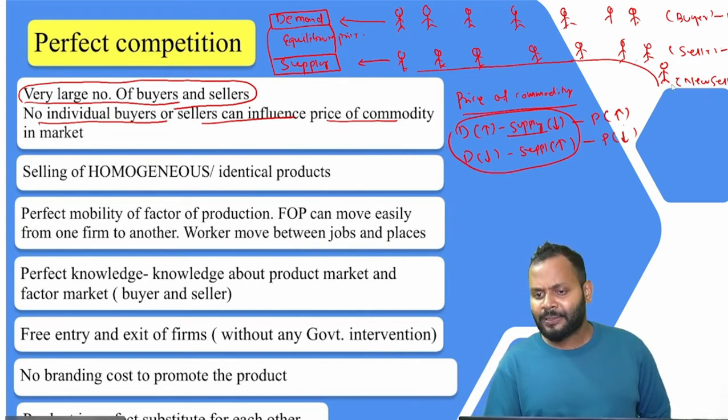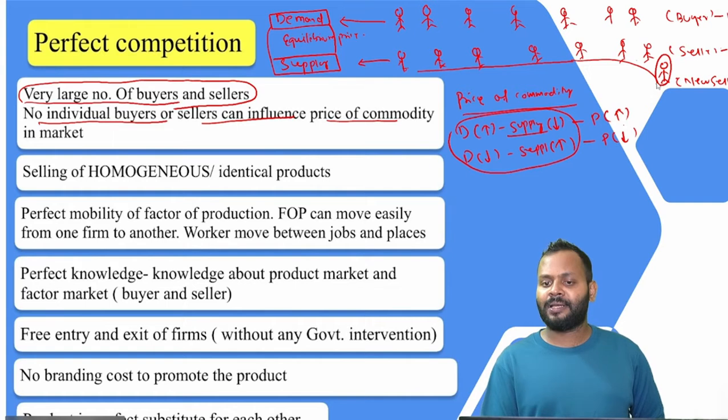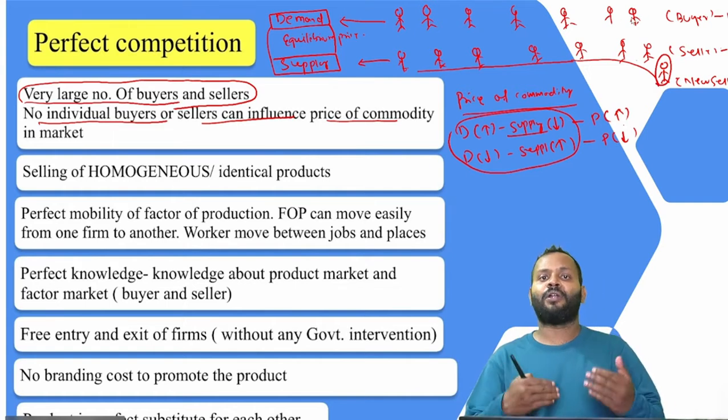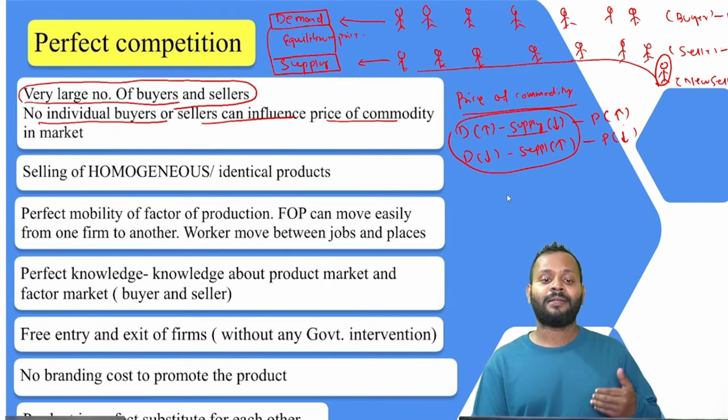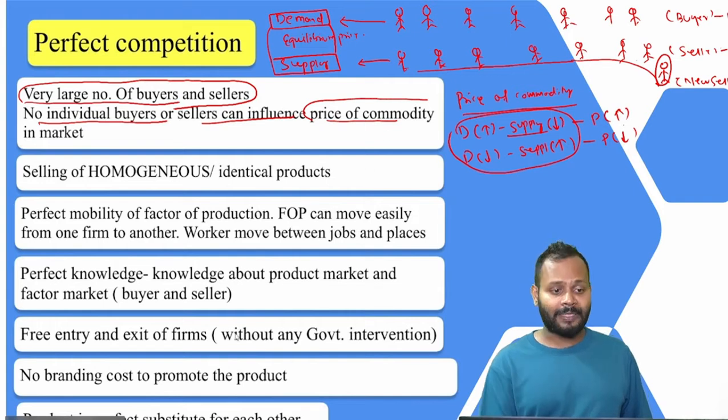But the point is, if a new seller comes, or a new buyer comes, it will not impact much because there are more in numbers. Any individual person cannot bring any change to the price of the commodity.